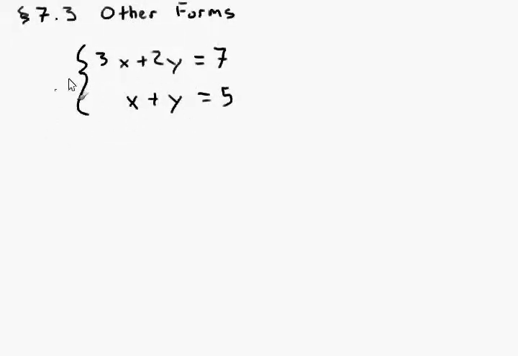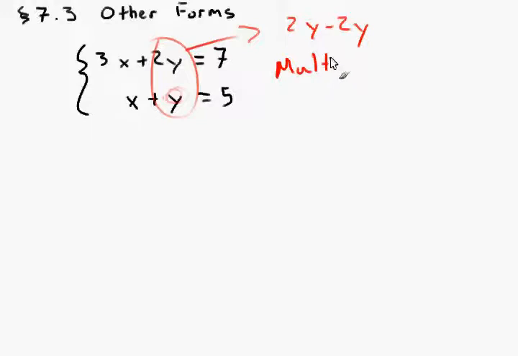There's no x equals or y equals. If we add these guys together, this isn't going to cancel out. We would need 2y minus 2y. All I'd need to do would be to multiply this by negative 2. So let's do that. That's what we want. Let's see if we can make it happen.